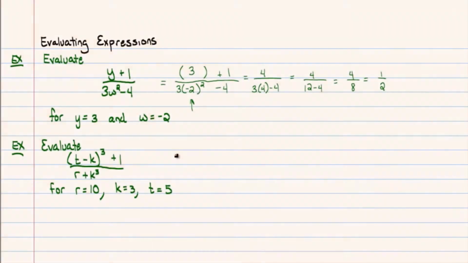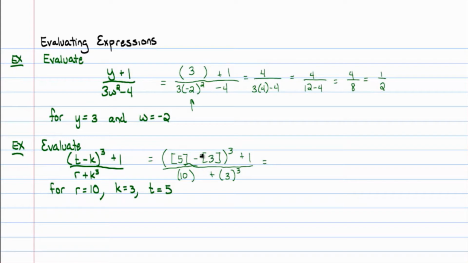In the next example, we'll just take a look at the quantity (t minus k) being cubed plus 1 divided by (r plus k) cubed. Again, we have some object minus another object being cubed plus 1 all over an object plus an object cubed. I'll fill in these values here. That was a t, so the t value is 5. This was a k, k was 3. This was an r, r was 10. And finally, this is a k, so k is 3.